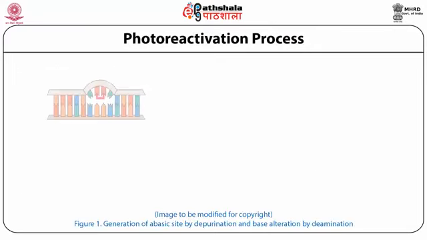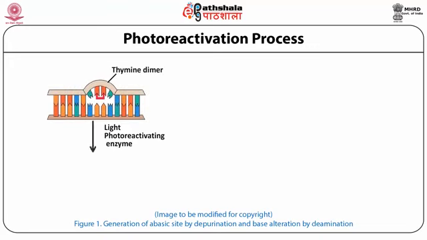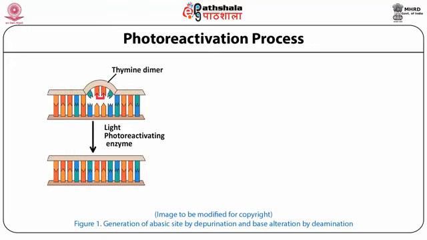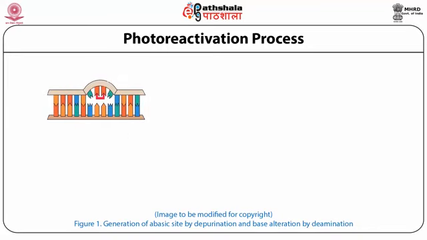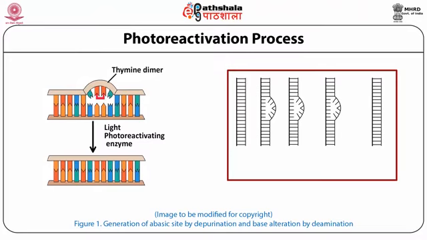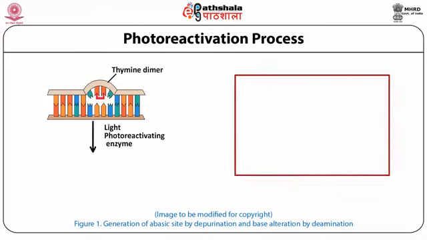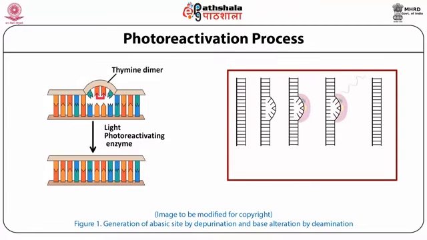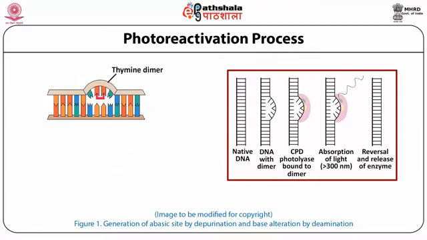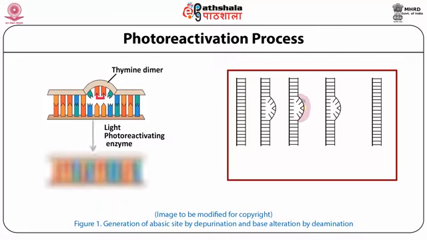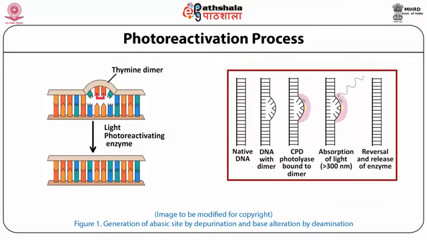The model on the left side shows how a thymine dimer can be repaired in one catalytic step by the enzyme photolyase. The right side of the model shows the steps of photoreactivation and catalysis. Two prosthetic groups are present in photolyase, a light absorbing cofactor and FADH.